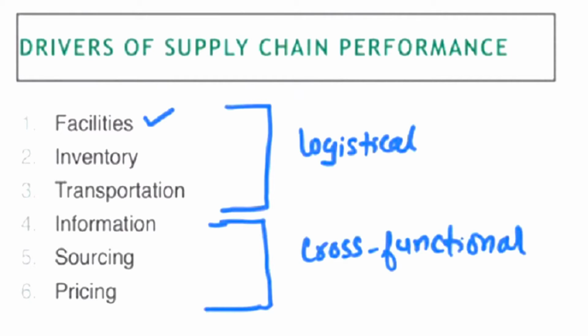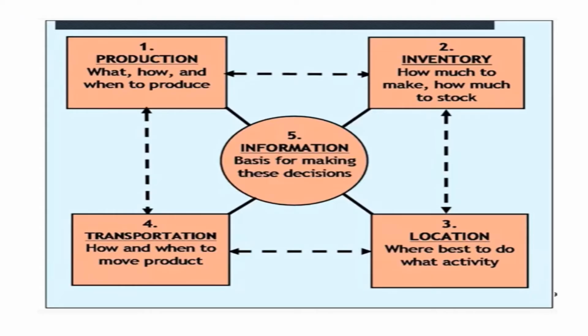So this picture shows that the drivers of supply chain performance, across a range from efficiency to responsiveness, are classified as logistical drivers and cross-functional drivers. In logistical drivers, three drivers come under this: facilities, inventories, and transportation. In a similar way, cross-functional drivers are classified as information, sourcing and pricing. In this picture, information is the center of all the remaining drivers.